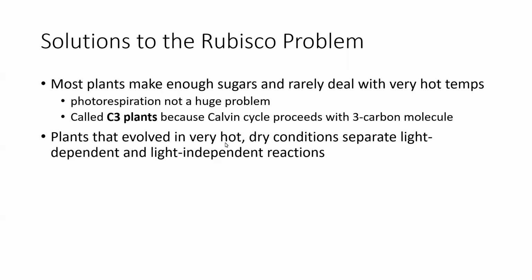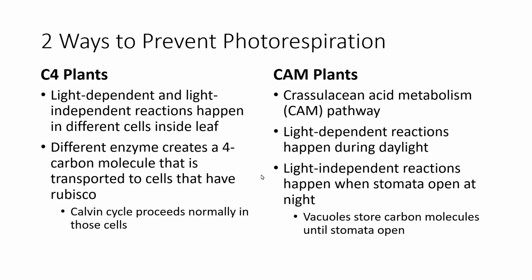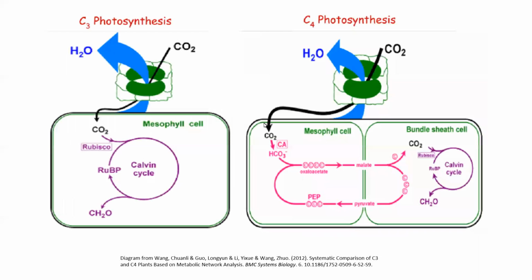So plants that evolved in very hot and very dry conditions actually separate the light-dependent and the light-independent reactions, either in time or space, so that Rubisco can't bind to oxygen when oxygen builds up. I know. Okay, so there are two types that do things differently. There's C4 plants and CAM plants. The C4 plants actually separate the light-dependent reactions and the Calvin cycle in different cells in the leaf.